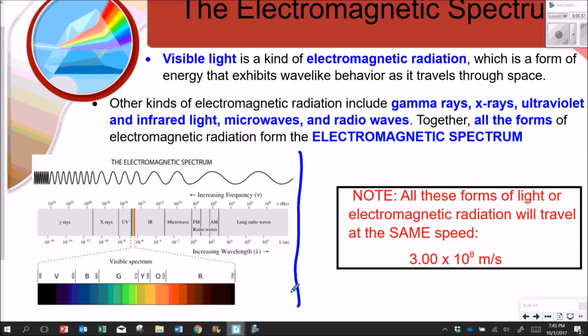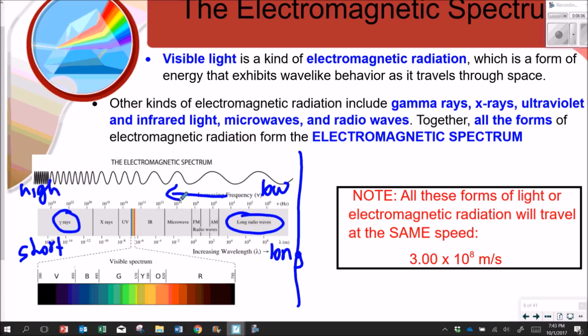You can take a look at the chart and see that we have a high frequency wave on the gamma ray side, and the wavelength is very short. On the other hand, where we have a low frequency wave on the radio wave side, the wavelength is very long. So here we have increasing frequency towards gamma rays, and down we have increasing wavelength towards the radio wave. So we can see that wavelength and frequency have an inverse relationship.